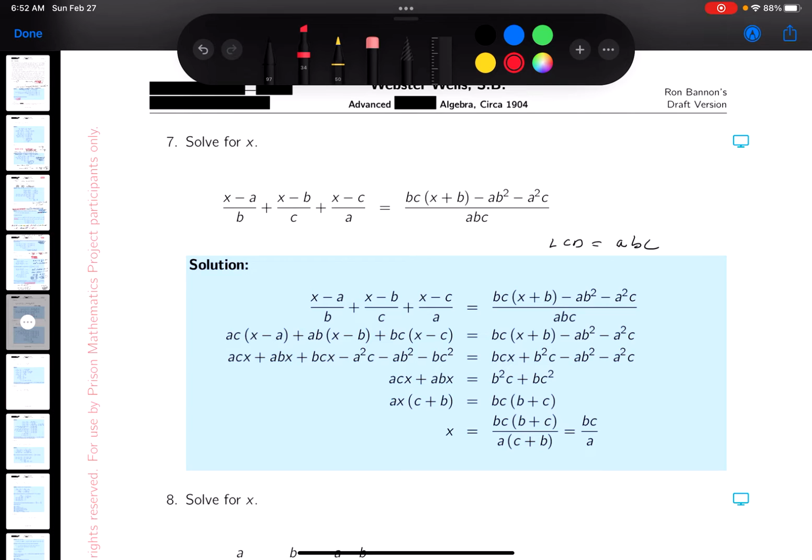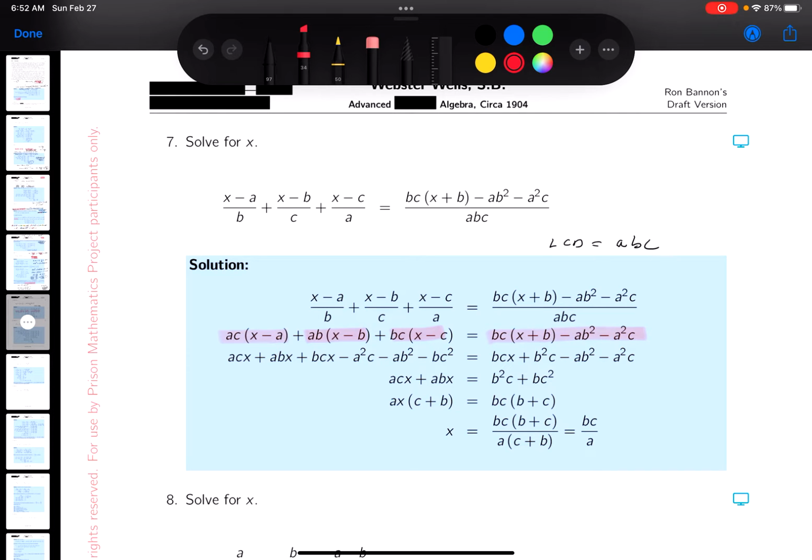I'm looking at my key now. This seems reasonable: if I multiply the first term by ABC, the B would cancel. I get AC. This one looks reasonable. What would you get over there? The C would cancel, so you get AB times X minus B. And this term over here also seems reasonable because the A would cancel, and you get BC times X minus C. This side over here just couldn't get any easier because you're multiplying by ABC.